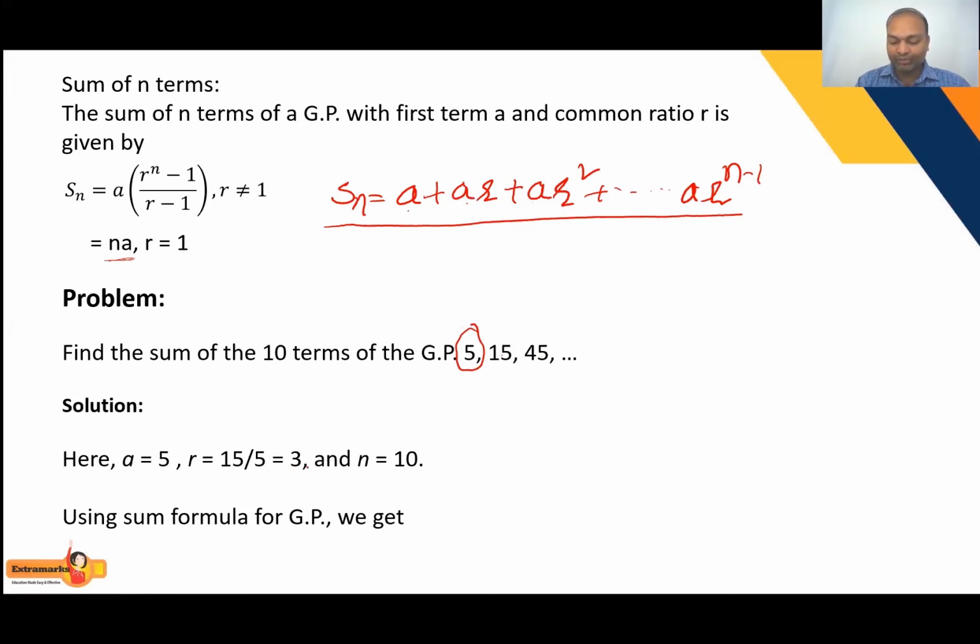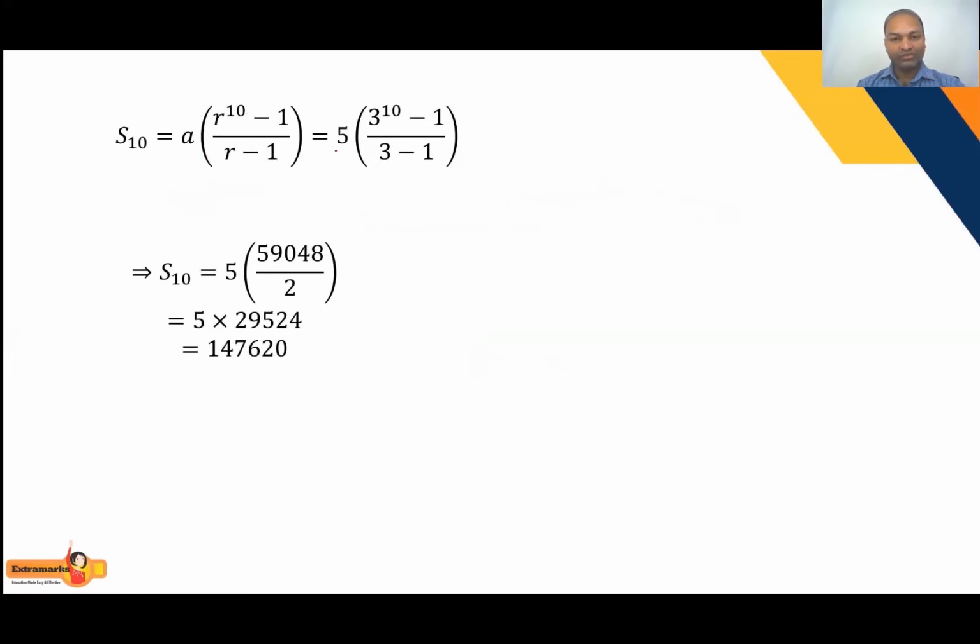The common ratio is not equal to 1, so at that time you have to use the first formula only. And n means the number of terms. Here we are calculating the sum of 10 terms, so n is equal to 10. Substitute these three values in this formula. Then the answer will be what? You see, a means 5 into r power n, where r is the common ratio 3, and the number of terms is 10, minus 1, by 3 minus 1. The 3 minus 1 value is 2.